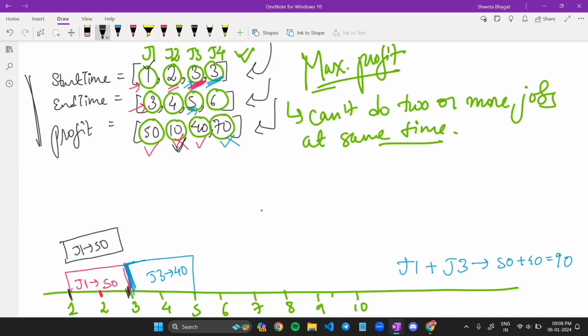Now, can we take this job 2? No. Why? Because at time equal to 2 unit, already we are processing job 1. Now, since in the previous possibility, we have already explored this job 3, so now we'll be exploring job 4.